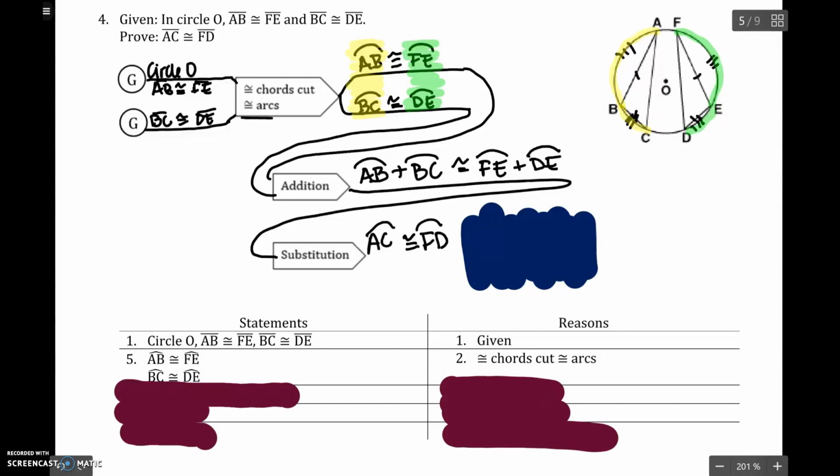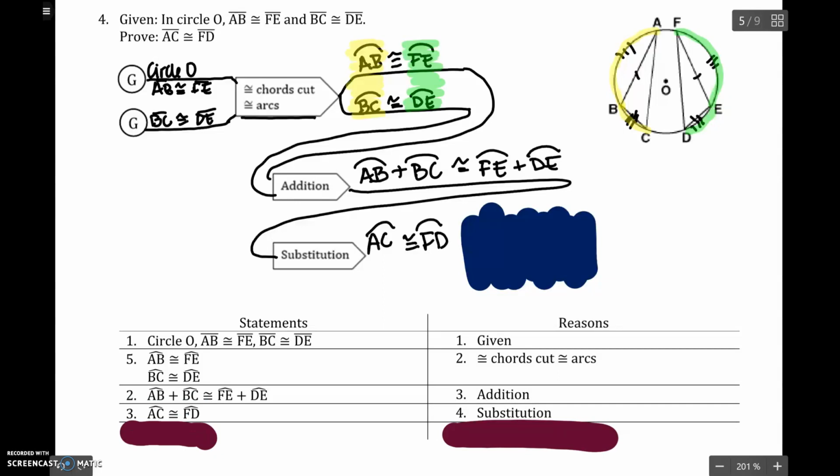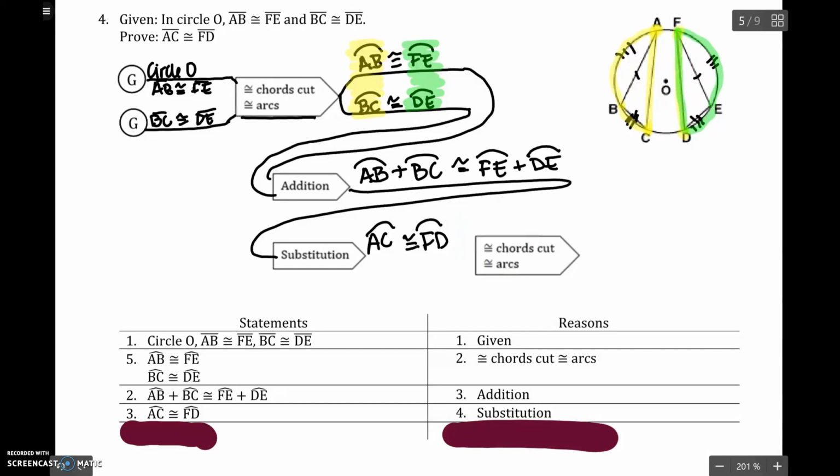Now go back to that first concept that we learned. I can tell that congruent chords cut congruent arcs, but that works in both directions. So if these two arcs are congruent, then the chords that connect them, end to end, A to C, and end to end, F to D, the ones with the same names, have to be congruent as well. So for the same exact reason, congruent chords cut congruent arcs. I'm just going the other way around. I'm using the arcs to get the chords. That would make segment AC or chord AC congruent to chord FD, which is our proof.